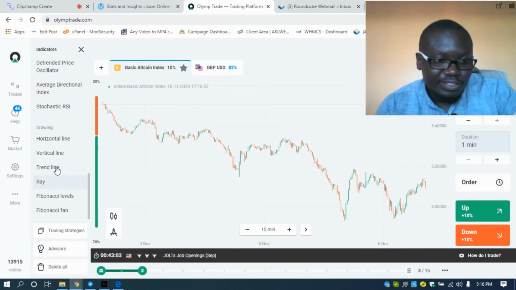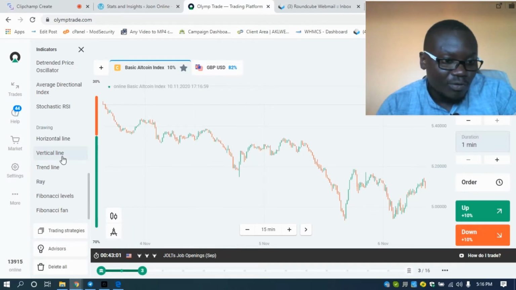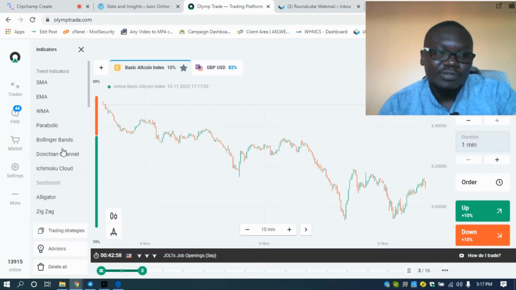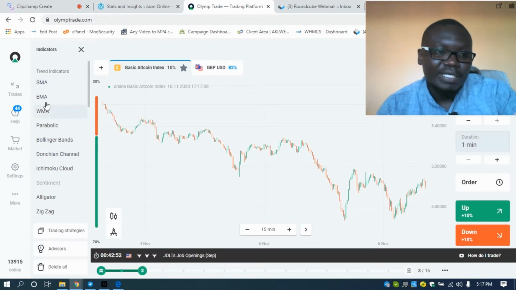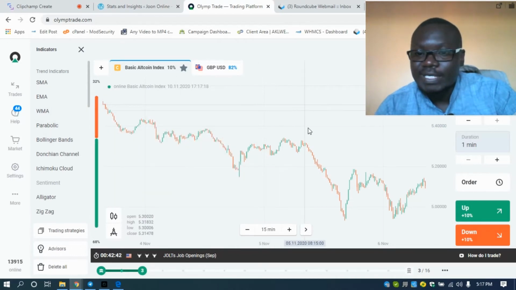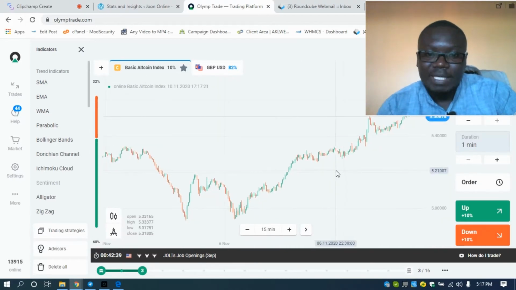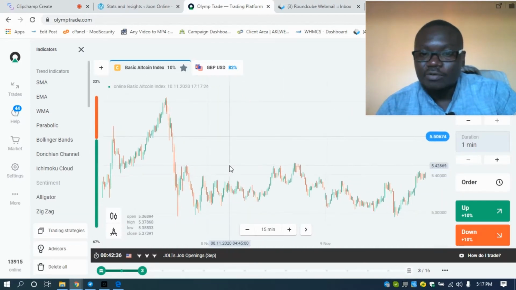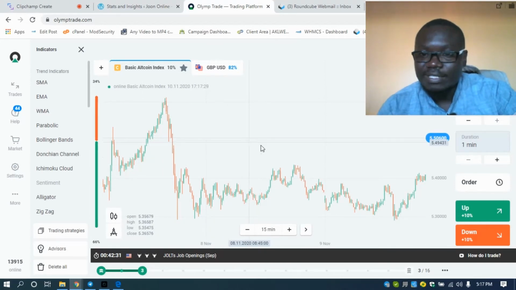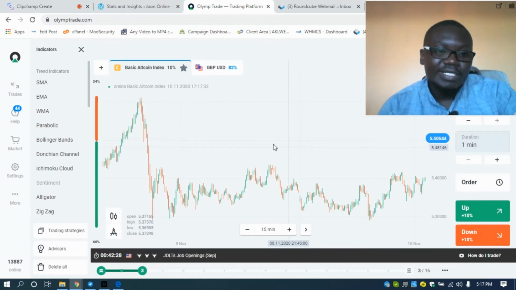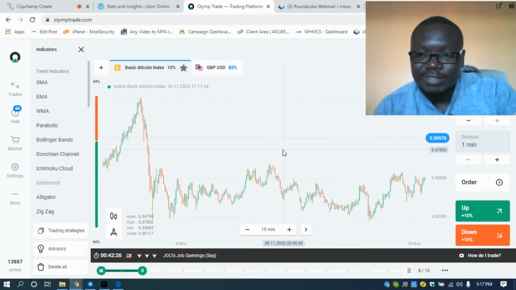Other than that, there are very many other tools that you can use to tell the direction of the trend on the Olymp Trade markets. You can use parabolic, WMA, or EMA. You can also use Bollinger Bands to tell which direction the market is headed. But what's the benefit of knowing where the market is headed if you don't know when to enter the market and when to exit that particular market? So the next topic that we want to talk about is the market structure.